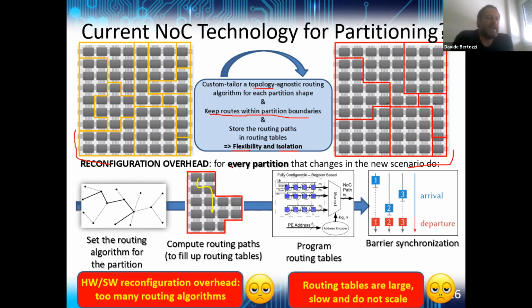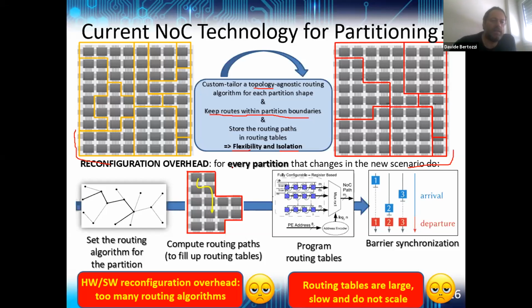There are a number of evident limitations of using current NoC technology for flexible partitioning. First of all, routing tables are typically large, slow, and they do not scale at all. They are borrowed from off-chip interconnection networks. They are implemented in many on-chip interconnection networks, but they are not the most efficient solution because they take access delay, they take area, and they take power.